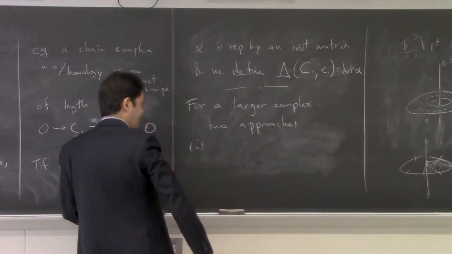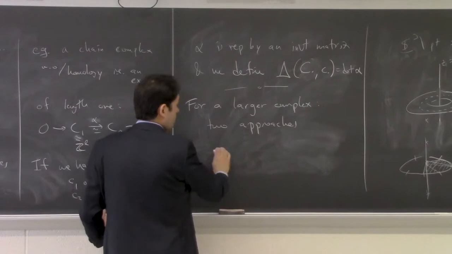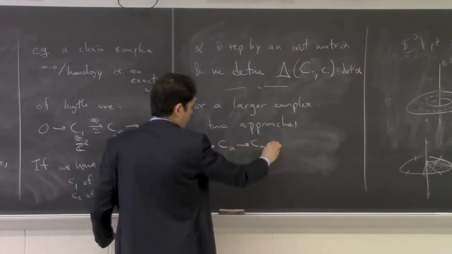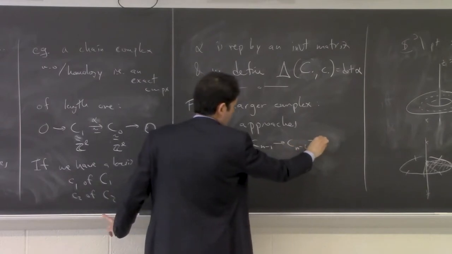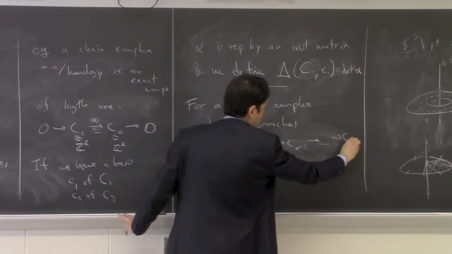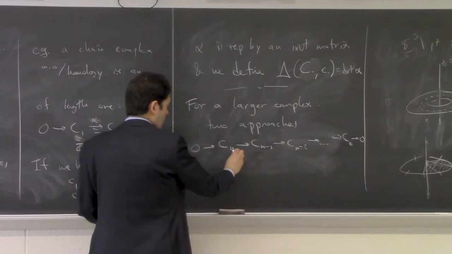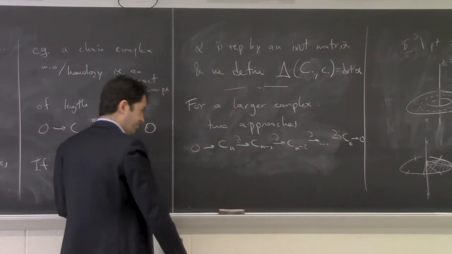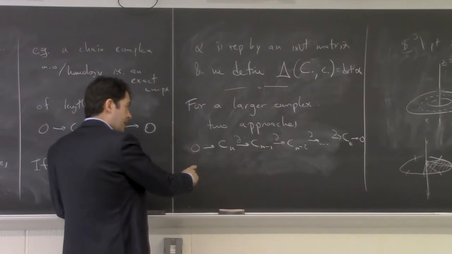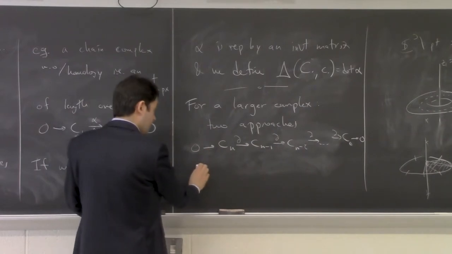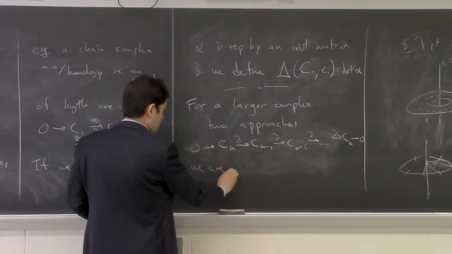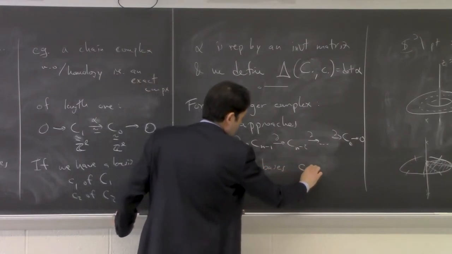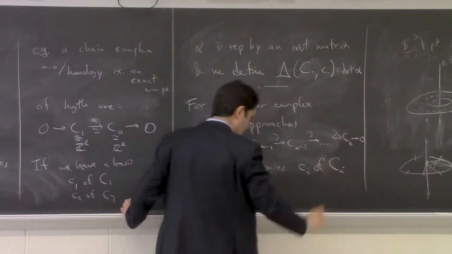The first one, so let's say you have C_n maps to C_{n-1}, maps to C_{n-2}. Right, and we're going to have, let's call them boundary maps. And we are given bases, little c_i of capital C_i.